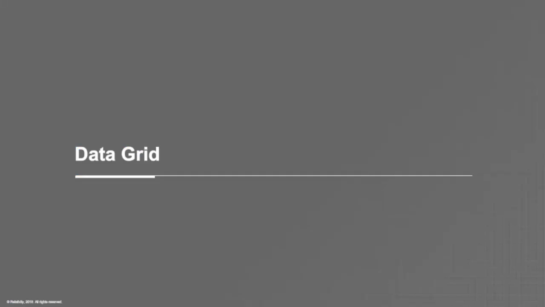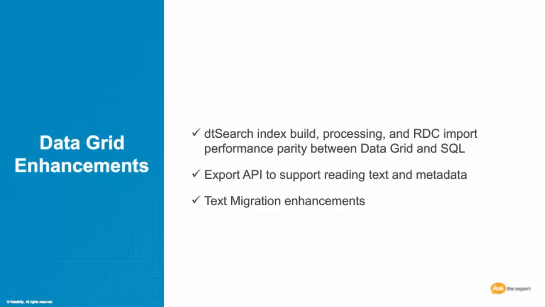Okay, I'm going to move on to our data grid enhancements. First of all, we've been working hard on data grid performance and trying to get through to performance parity between data grid fields as well as SQL. The next thing we've been working on is an export API, which Julie is actually going to touch on later. And then I'll show you some enhancements we've made to text migration.